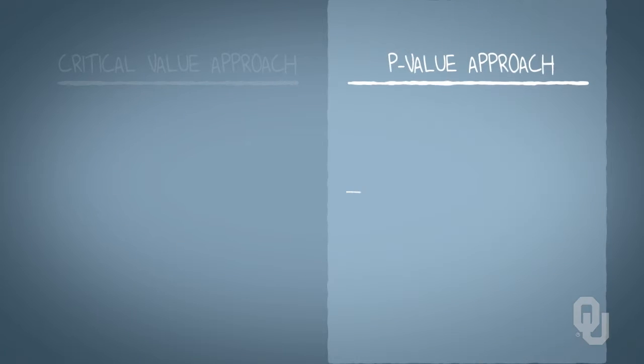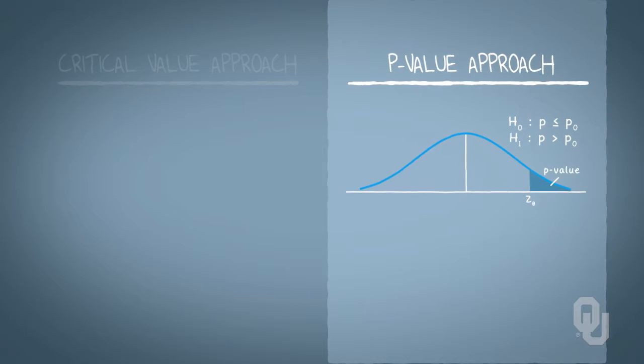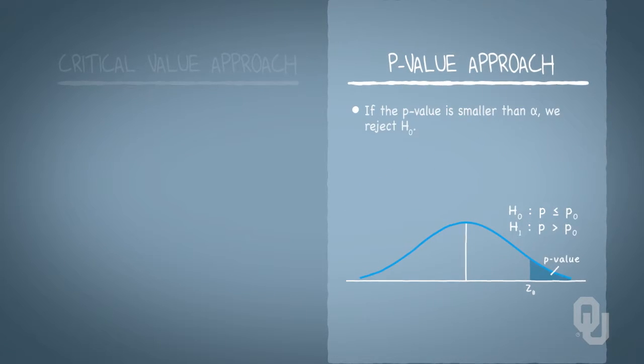The second approach that we discussed is the p-value approach. Here we find the area in the tail, or tails, associated with the test statistic, and that is the p-value. We compare the p-value directly to some value of alpha. If the p-value is smaller than alpha, we reject the null. If the p-value is greater than alpha, we do not reject the null hypothesis.